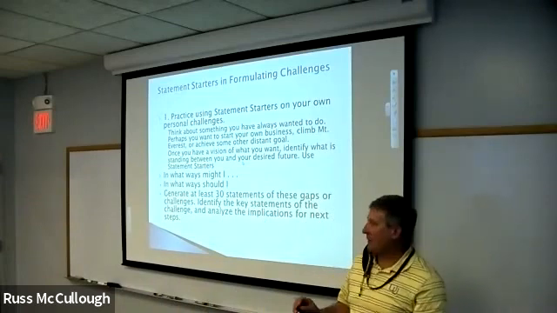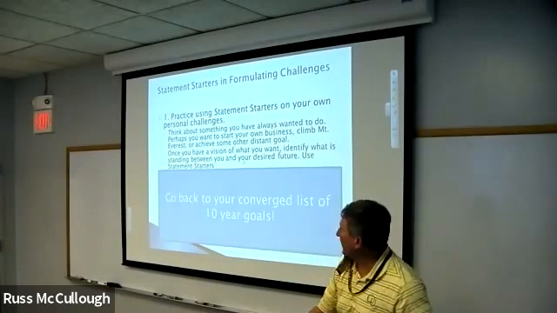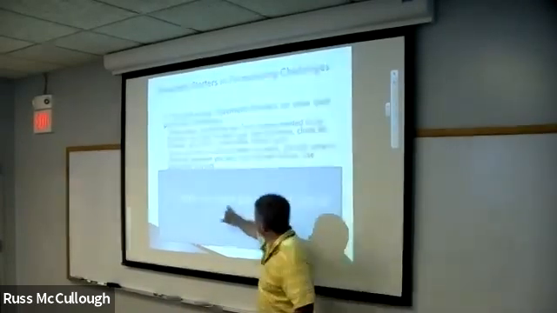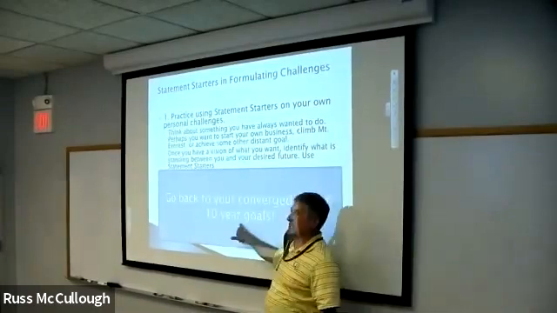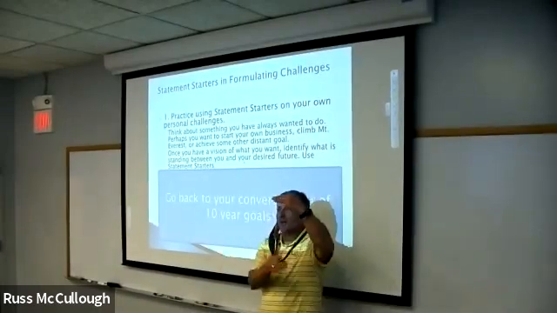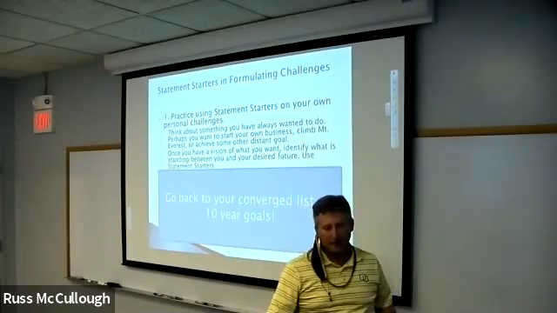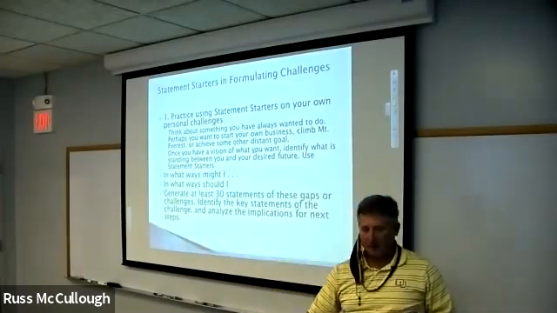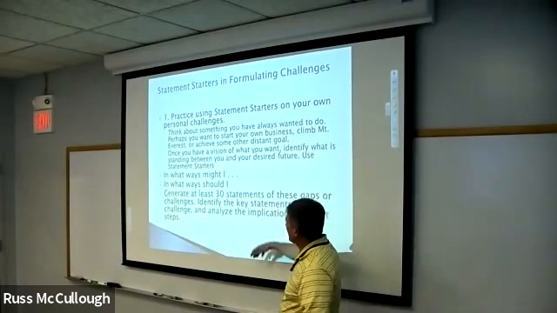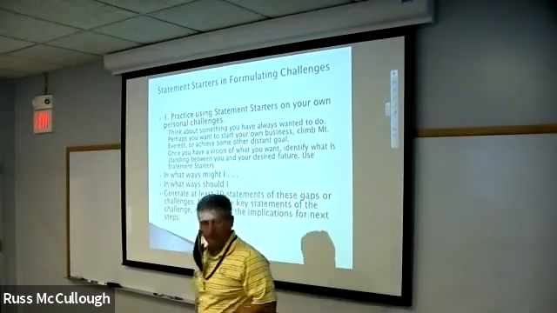You don't have to have that vision statement, by the way. So notice what I said here is go back to your converged list of 10-year goals. So you might have a couple of goals that you just converged on, and then try to think about the gaps with the question sets. In what ways might I level?